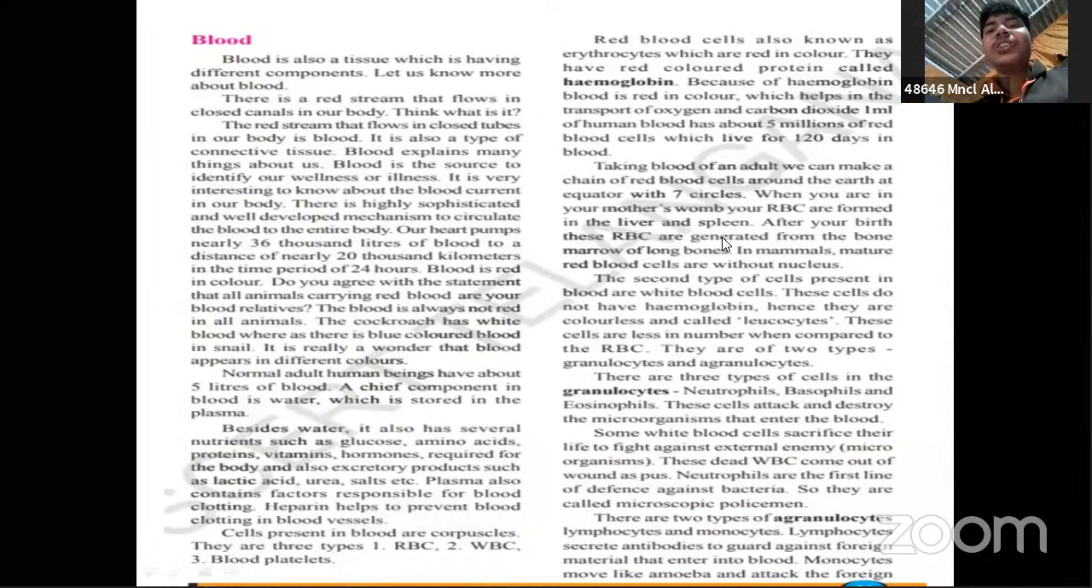Mine is AB positive, sir. Okay, your blood group is AB positive, right? Yes, sir. So what is the specialty of your group? Sir, I am a universal recipient. Yes, universal recipient, very good. You can take from anybody. Yes, sir. Okay, fine.